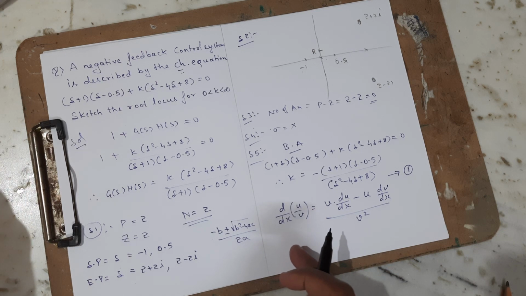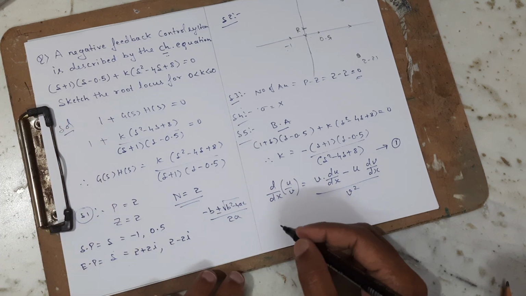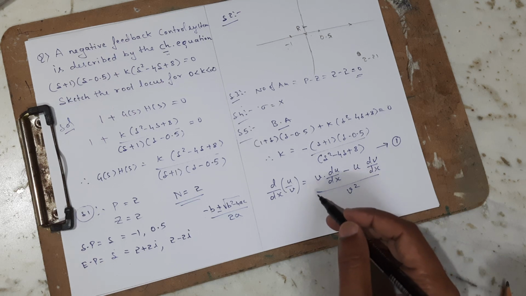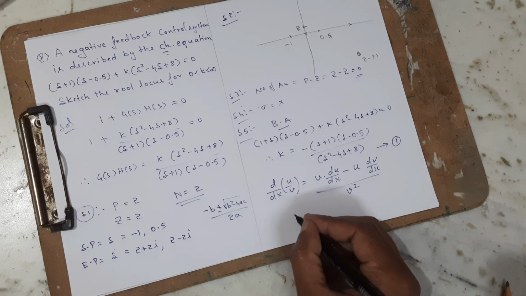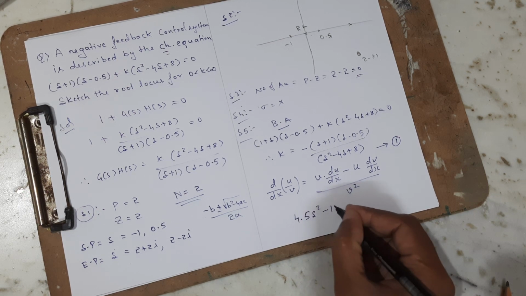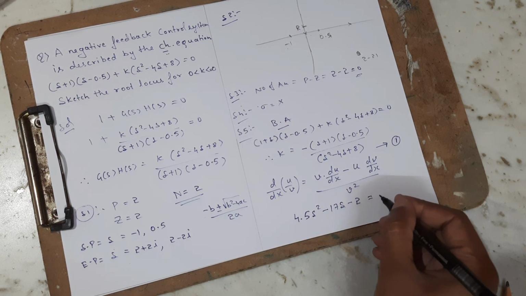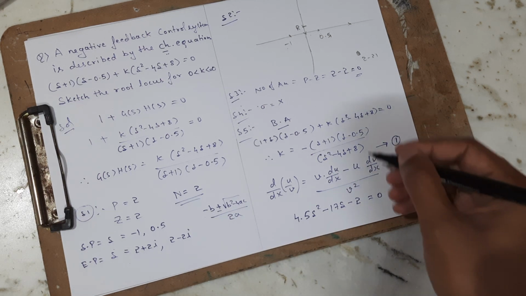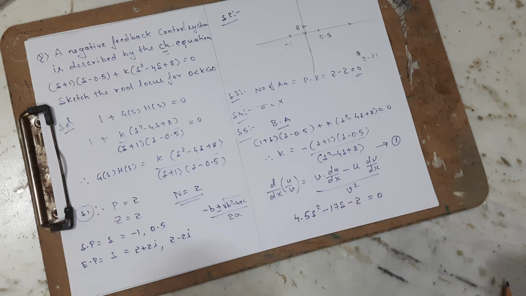I hope all of you know how to do the differentiation, so I am just going to write the final equation. After applying the quotient rule and simplifying, I arrive at 4.5 s square minus 17s minus 2 is equal to 0. This is after differentiating, equating to 0 and simplification.